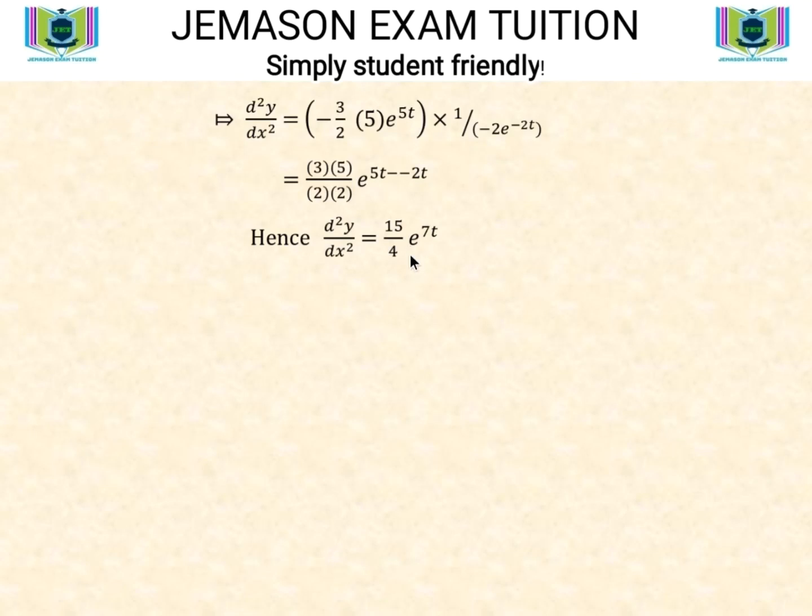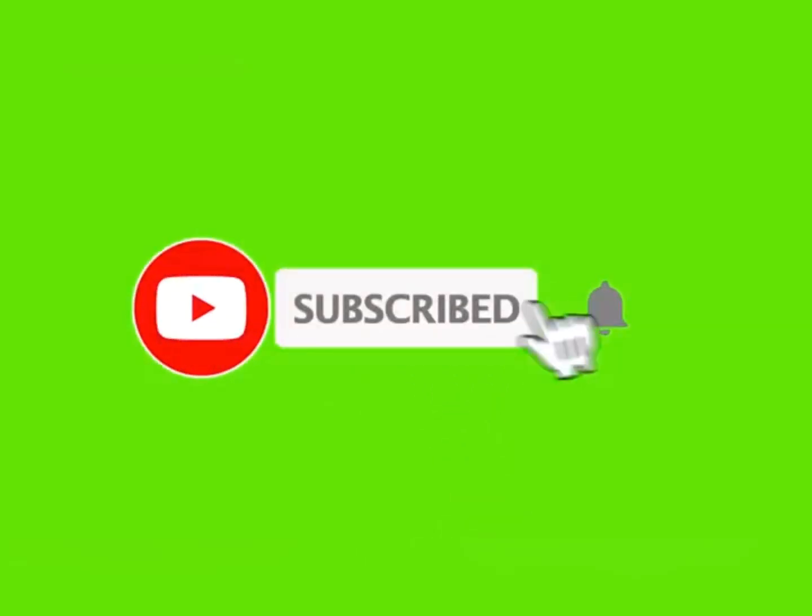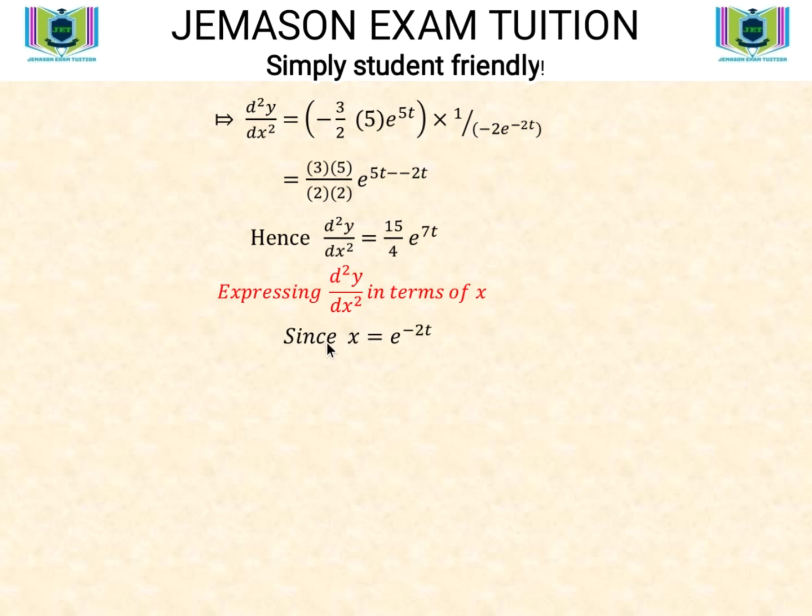And now we have d squared y over dx squared in terms of t, but the question said we should express it in terms of x, and so we have to express d squared y over dx squared in terms of x in the next step. To do that, we have to recall again that x is given parametrically as e to the negative 2t.